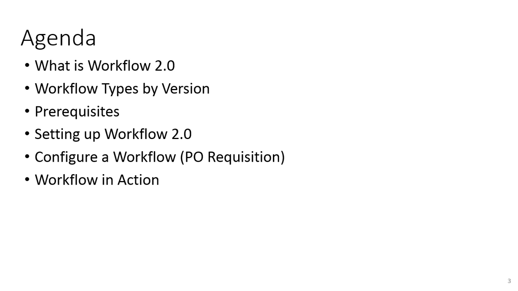I'll go over the prerequisites to get the technology side up and running to start setting up Workflow 2.0. We'll get into the setup. It's pretty basic stuff to start the setup and configure a workflow. Today's example will be using a PO requisition, and you'll see later on that PO requisition isn't the only place you can use workflow, but it's a place where we're going to start today. And we'll see that PO requisition in action, processing a transaction with it.